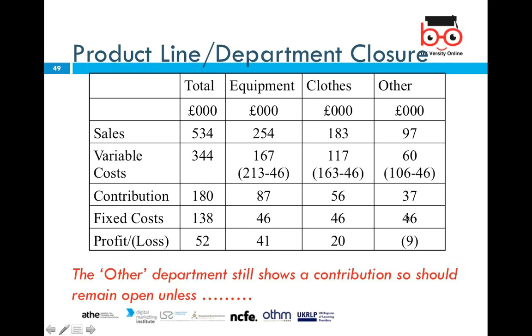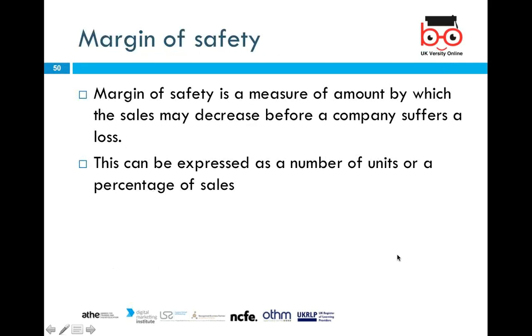So now there is a decision: the other department should continue because it's still contributing, because sales minus variable cost is the contribution, but the fixed cost is much higher than the contribution. That's why it's making a loss. But if it's shut down, it will make more loss, more harm to the production or the company.